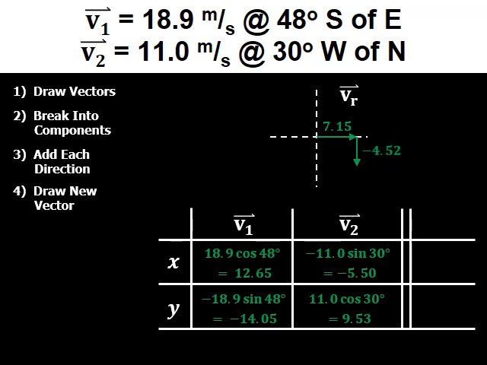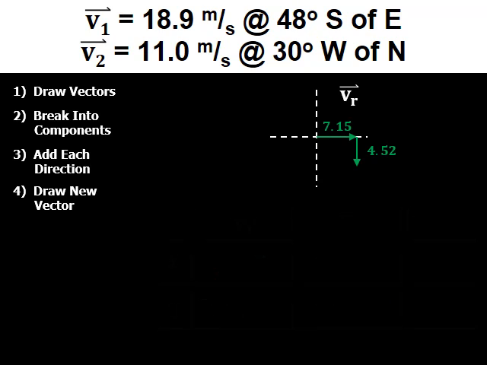Now that negative is going to mess up our math, and since we already know that it's south, we already have the arrow pointed there, we're going to go ahead and just get rid of that negative and make it 4.52. And then we have our resultant vector here with the hypotenuse and the angle.